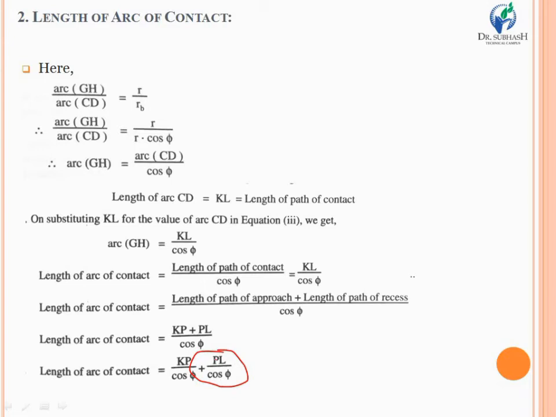Generally, both the length of arc of approach as well as the length of arc of recess can be obtained easily from the previous relation. So by summing up, you will have the length of arc of contact.